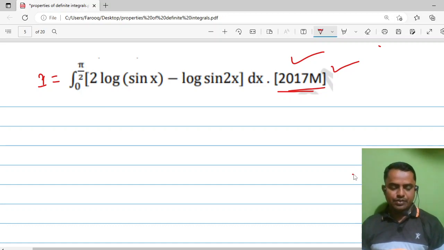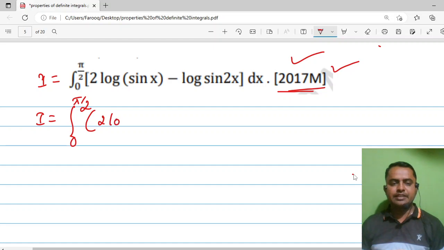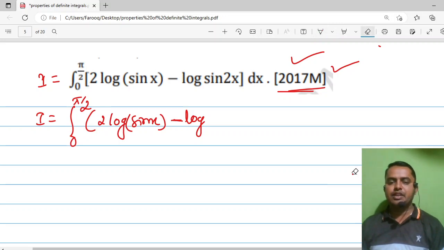That is I is equal to integral 0 to 5 by 2 of log sin x minus log, here. What I am doing here, the minute I, minus log.